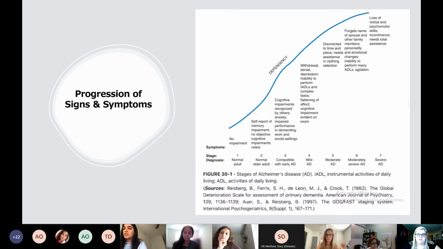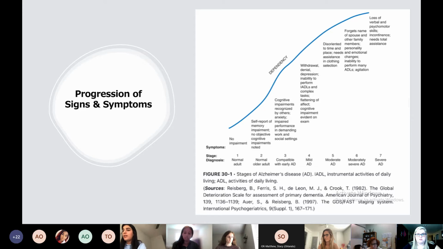And then at stage 3, that's compatible with early dementia. And that one, basically, they start to have those cognitive impairments recognized by other people. Usually it's family members. So they get anxious, they have impaired performance, especially with situations that are very demanding and that require them being in larger social settings. So at that point, they're having early signs of Alzheimer's dementia.